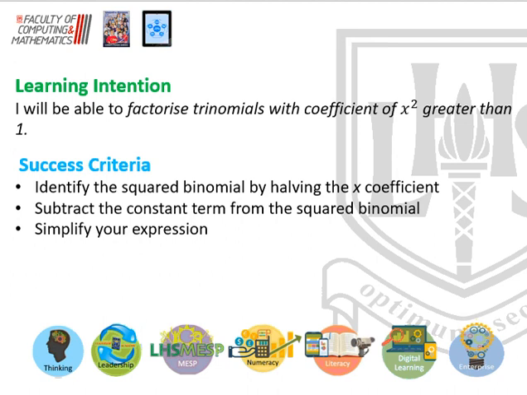Okay, so identify the squared binomial by halving the x coefficient. That's the first thing we're going to do, going from x squared minus 14x to x minus 7 all squared. Subtract the constant term at the end, that minus 49 at the end there, to cancel out that extra plus 49. And the last thing is simplifying.